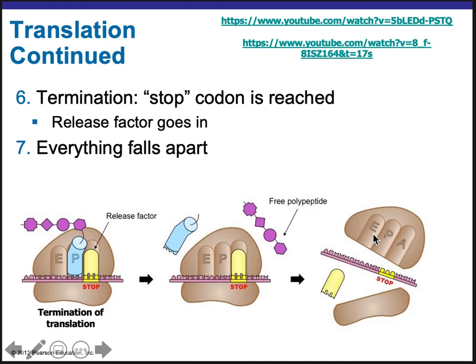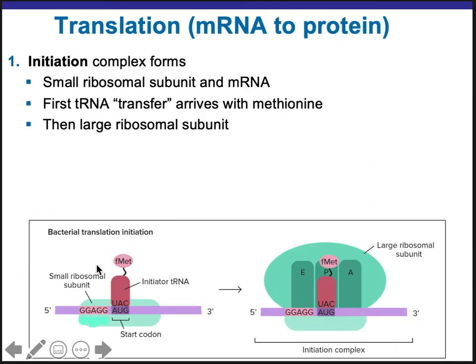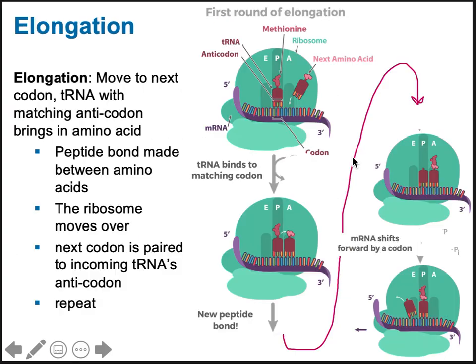Okay, I'm not going to test you on what EPA stands for, but I might ask, where does the release factor bind? It binds to the A site. Where does the very first transfer RNA bind? It binds in the P site, right? So we see methionine starts at the P site. Okay, so those are the steps that we went over.